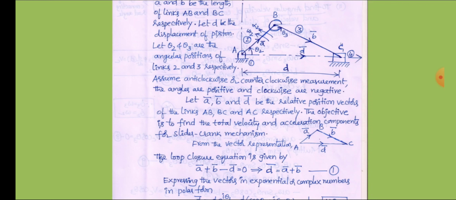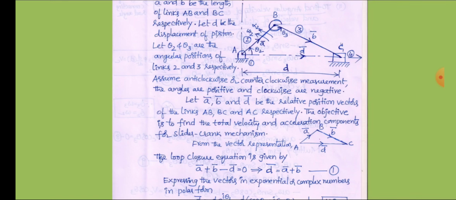So what I did in the beginning, after measuring theta 2 anti-clockwise, from the point A I indicated the arrow towards B, that is A bar. So the AB link has the relative position vector A bar. Similarly, with respect to point B, in the anti-clockwise direction I measured theta 3, and from the same point towards the other point I indicated the arrow, that is B bar.